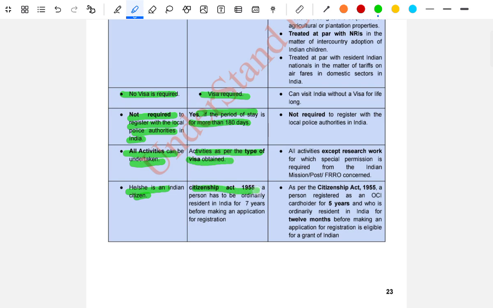Citizenship Act 1955: a person has to be ordinarily resident in India for 7 years before making the application for registration.